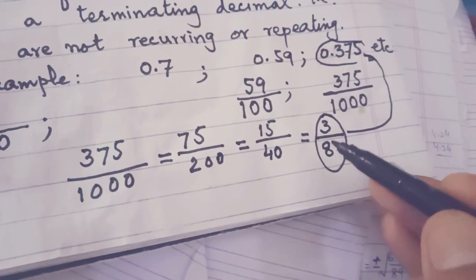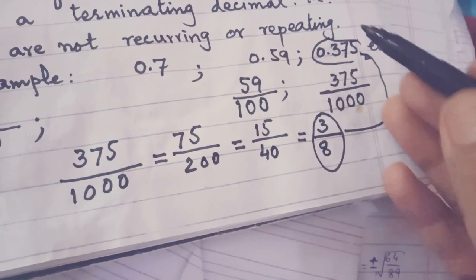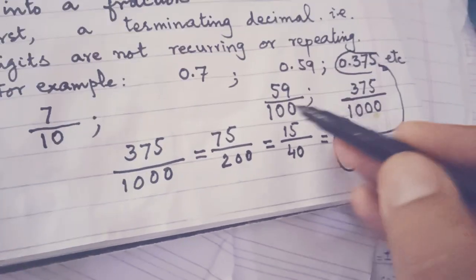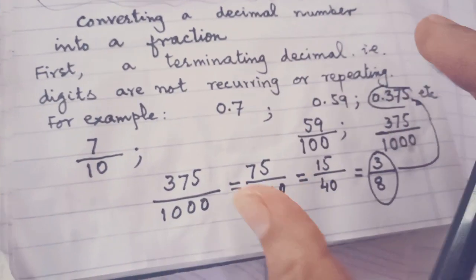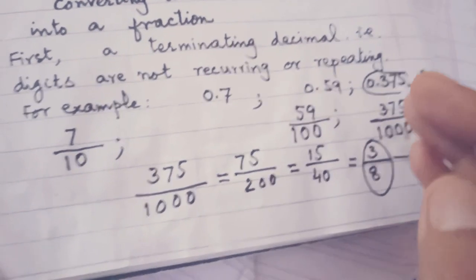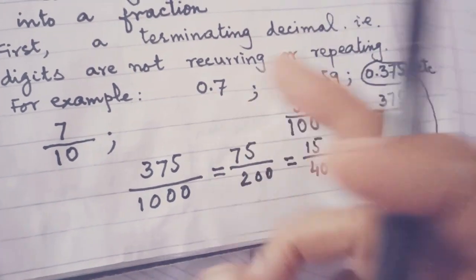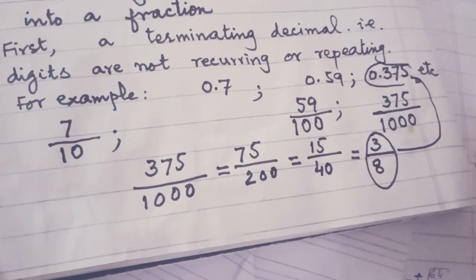So we can check it also. We use the calculator and write down 3 divided by 8, and we will get this. This is how it works. These are very simple when the digits are not repeating. They are not going forward, they are just ending at some place, maybe after 1, 2, 3 or 4 digits, whatever. So very simple.